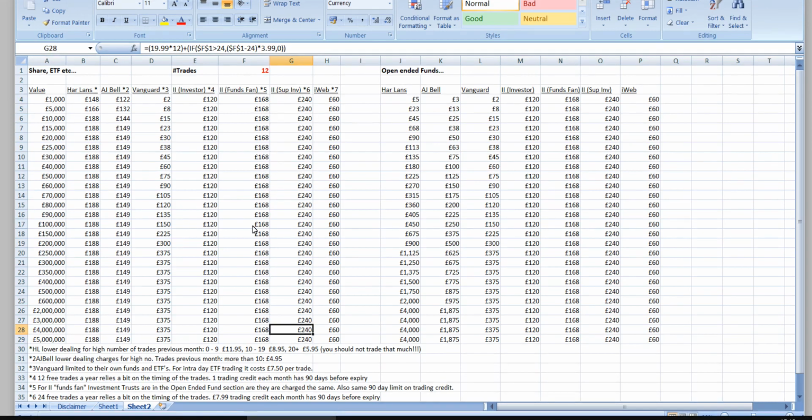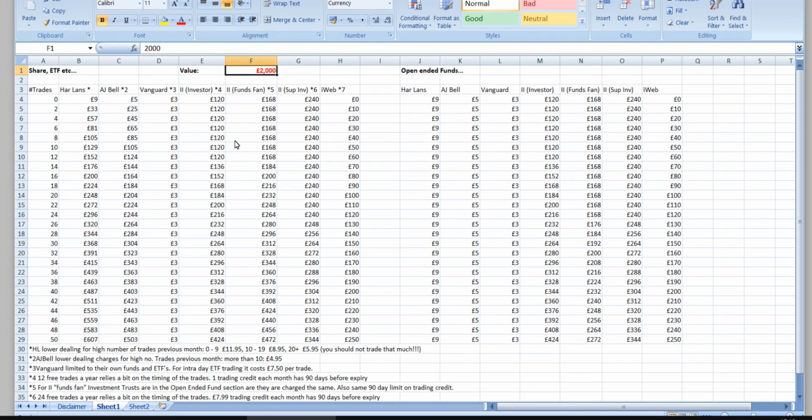For all values of portfolio, iWeb is cheaper than Interactive Investor. Same for all three. This is rounded, by the way, to a whole number. So there's no comparison with Interactive Investor and iWeb. It's £60. How high do you have to go before it wins? No, it never wins. I don't think it ever wins. Well, let's see down here.